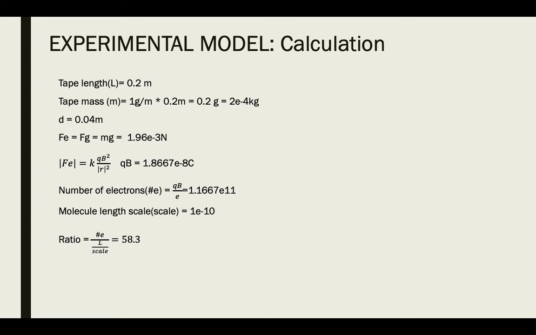Using Coulomb's law, we will calculate the charge of B. And the charge of B divided by the charge of an individual electron, we will calculate the number of electrons. We already know that the molecule length scale is equal to 1e-10, and we will use this to calculate the ratio of the molecules that have the charge, which is 58.3.